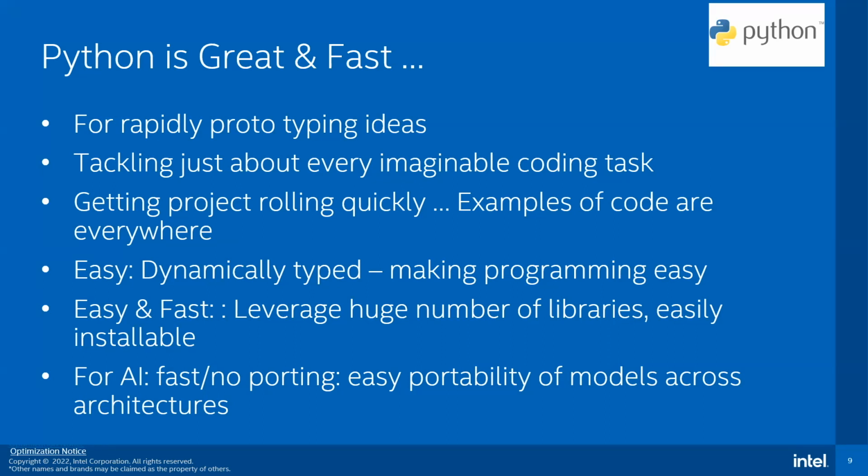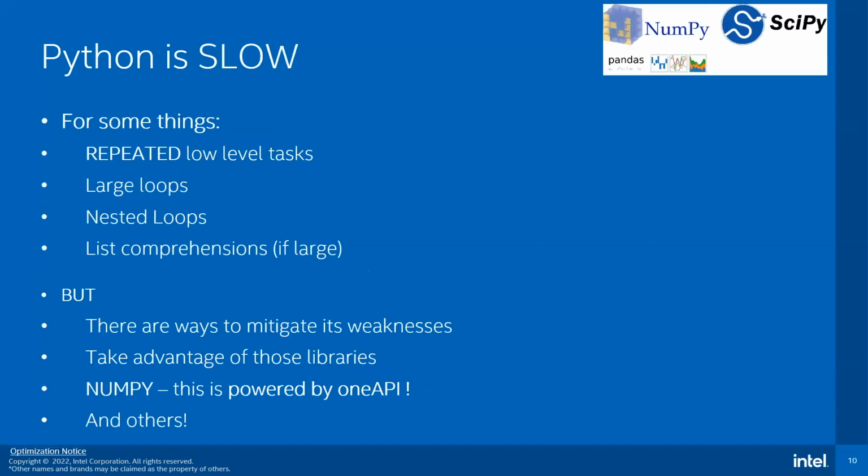I really like Python, but Python is also very slow, and it's slow at certain things, okay? It's not universally slow, but it is slow at a lot of the important things we in HPC care about, okay? That is repeated low-level tasks, large loops, nested loops, even list comprehensions if they're large. And we're going to go into some of the reasons for that, but there are ways to mitigate that slowness and that weakness, okay? And it's very slow. It's not just a little slow, it's very slow, and I'll talk about some of the reasons why.